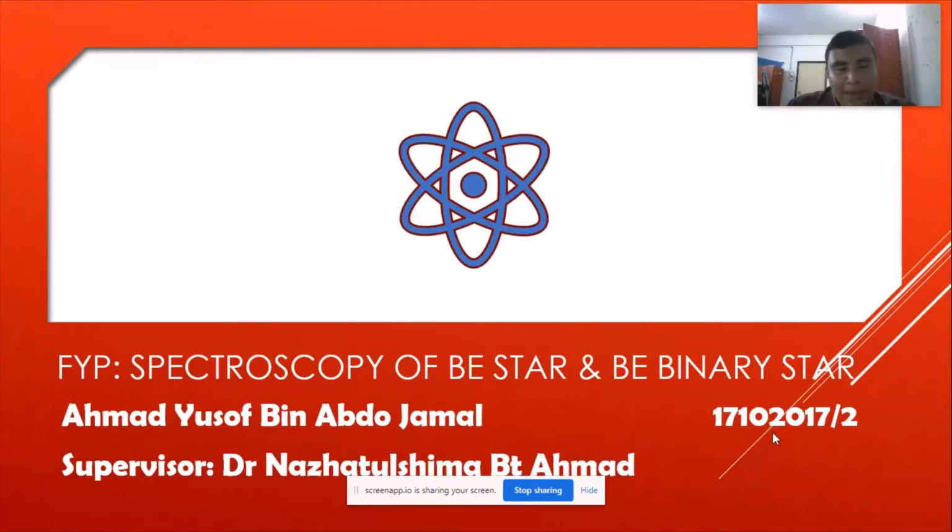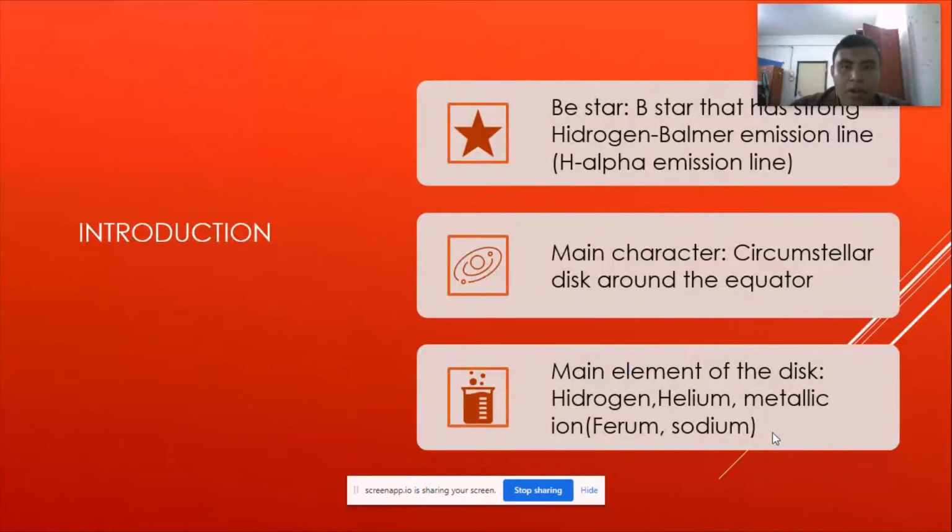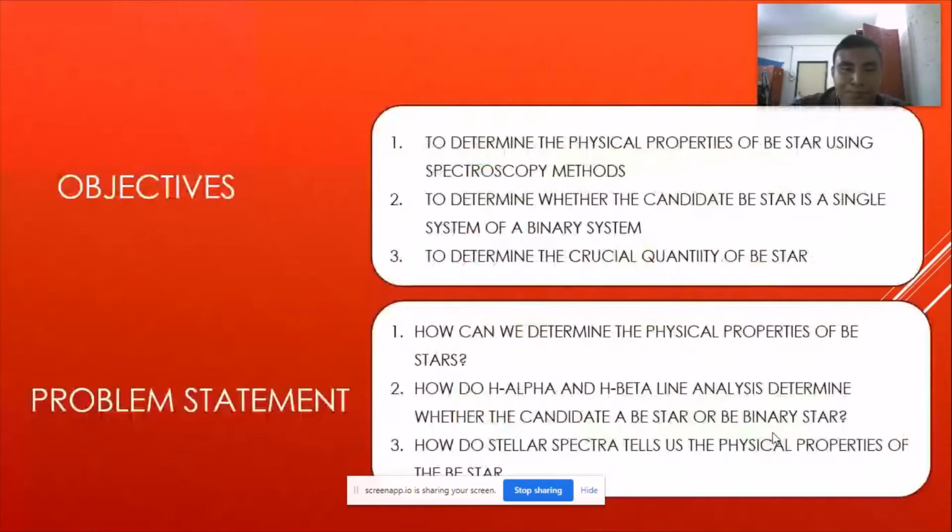So I would like to present my project, which is a spectroscopy of Be star and Be binary star. A Be star is a B-class star that deviates from a normal B star due to the existence of a circumstellar disk that evolved around the equator. It has a strong hydrogen alpha emission line.